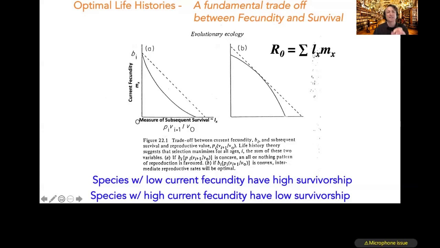These reflect fundamental strategies that plants, and actually animals, all living things on the planet tend to have. It's this inverse relationship between fecundity and survivorship. So why is this? Why don't we have species with high survivorship and high fecundity?